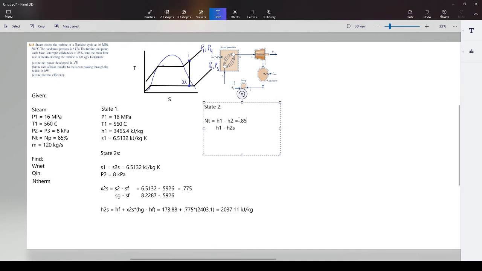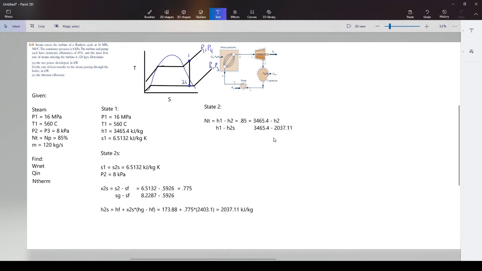So I'm going to write it out in that form now, which is H1, which is, what did we get for H1? 3465.4 minus H2, which we do not have, which is what we're trying to find. And then 3465.4 minus H2S, which was 2037.11. So this is our equation.